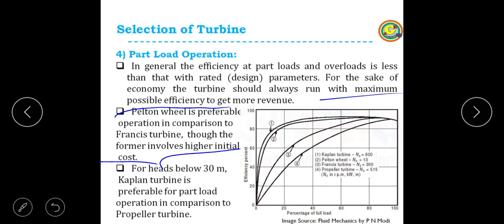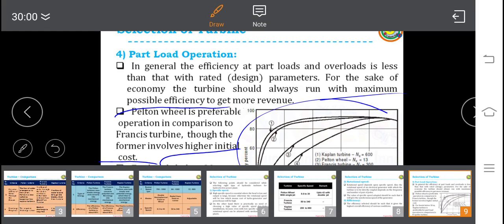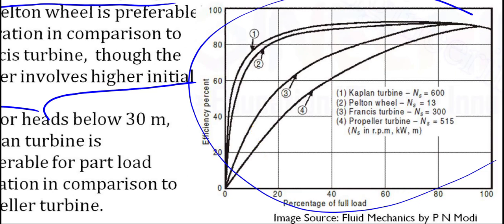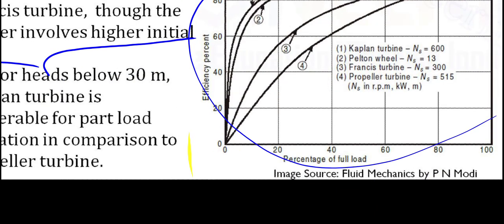These are the different curves shown. You yourself can understand. All the parameters are also shown in this figure. You yourself zoom it and you can see the different curves, percentage of load and efficiency in percentage on the y-axis.